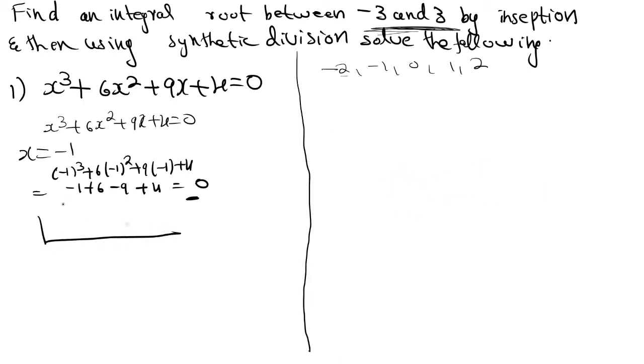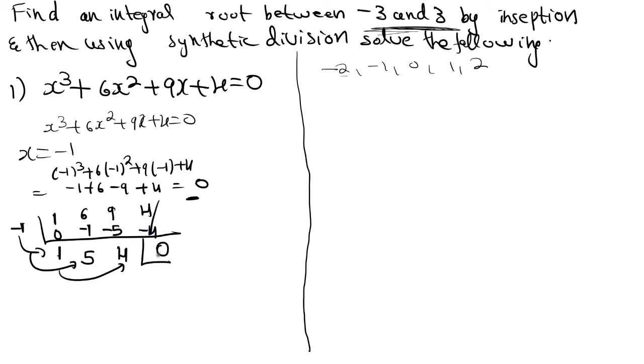Here consider the coefficient of x cube, which is 1, coefficient of x square 6, of x is 9, constant is 4, and take minus 1. First you need to write the same number 1. Then multiply minus 1 into 1, which is minus 1, and write it here. Then do the calculation: 6 minus 1 is equal to 5. Then multiply minus 1 into 5, which is minus 5. 9 minus 5 is equal to 4. Then multiply minus 1 into 4, which is minus 4. Plus 4 minus 4 cancels.